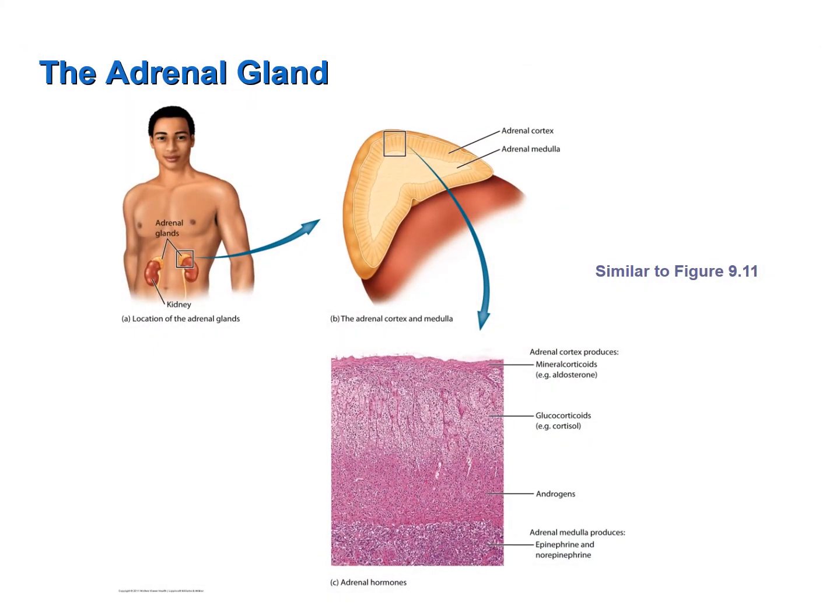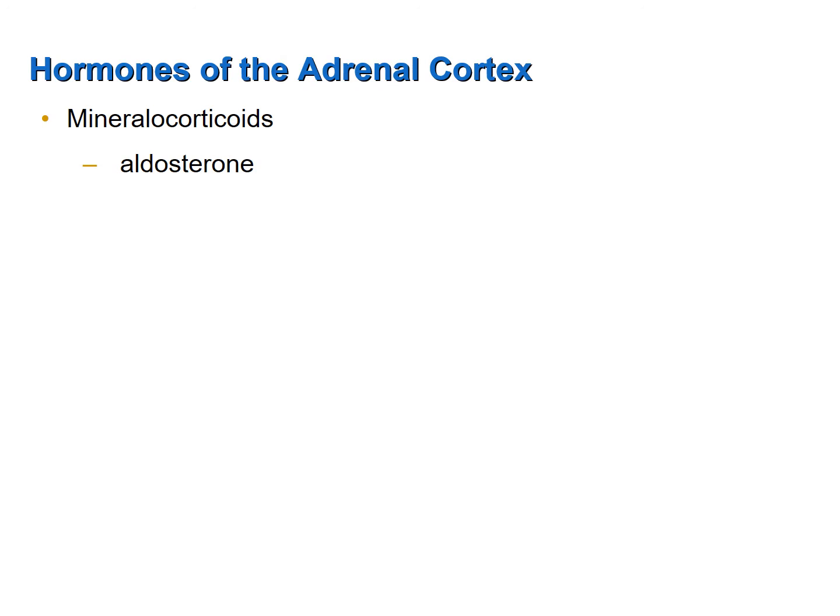Now that we have discussed the adrenal medulla and the hormones that it produces, let's now turn our attention to the outer portion of the adrenal gland, the adrenal cortex. Let's focus first on the outer layer of the adrenal cortex, which produces the mineralocorticoids. The term mineralocorticoids, what does that remind you of? Well, the very first half of the word is mineral.